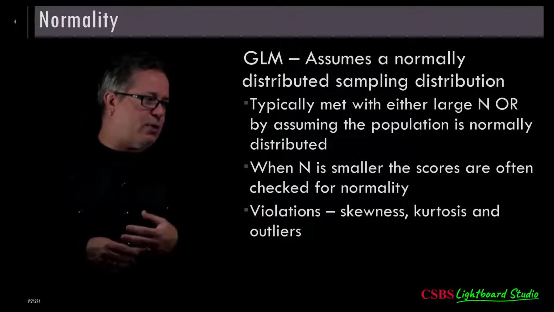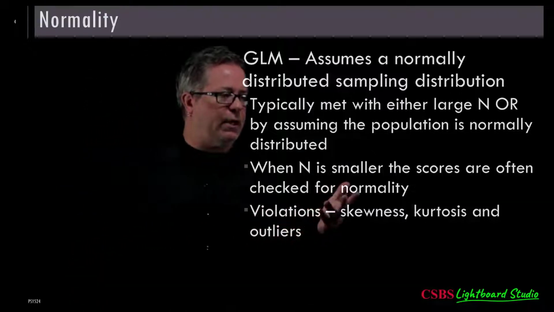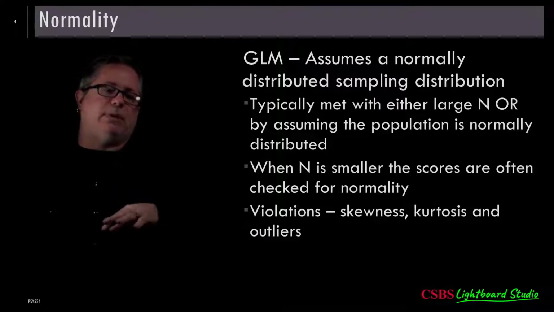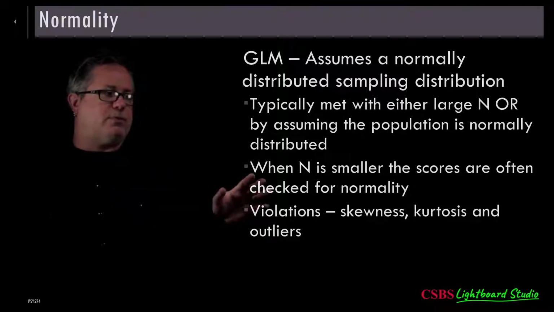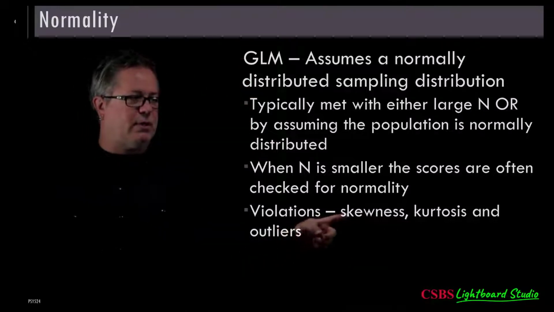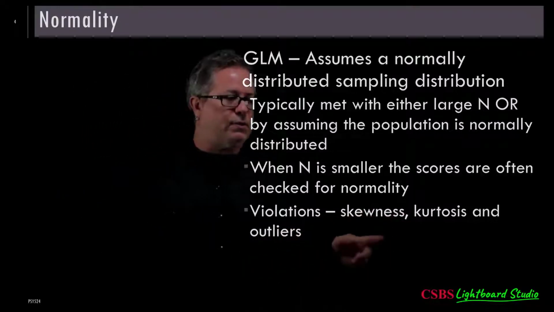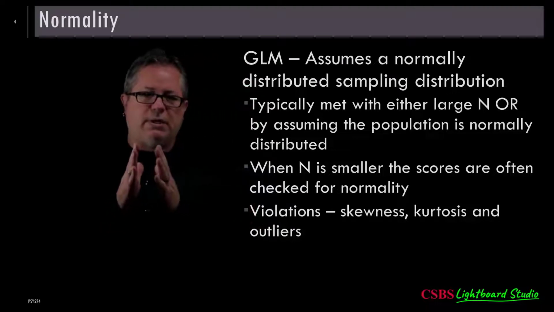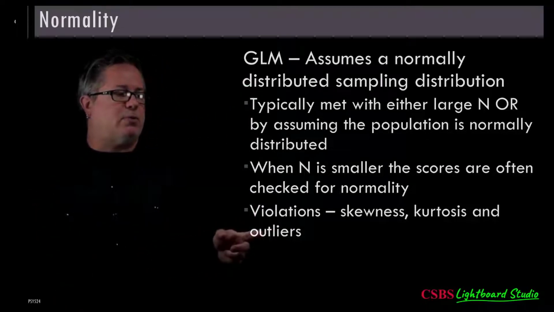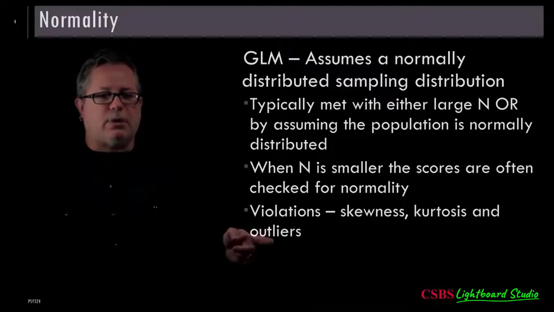Okay, so what happens when you have a smaller N? Well, then we start to check the individual scores for some semblance of normality. We want to look for severe violations of skewness or kurtosis or outliers. Skewness being that it has long tails. Kurtosis, again, has to do with sort of being skinny or too flat. And we want to look for things like outliers, because outliers really represent something that doesn't really belong there. We'll come back to that in a second, too.